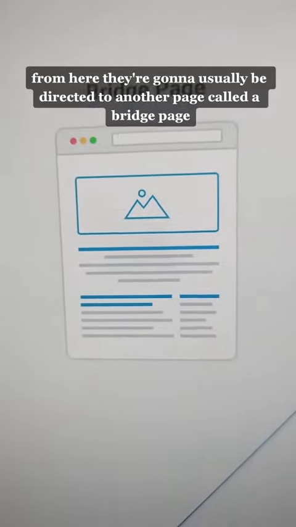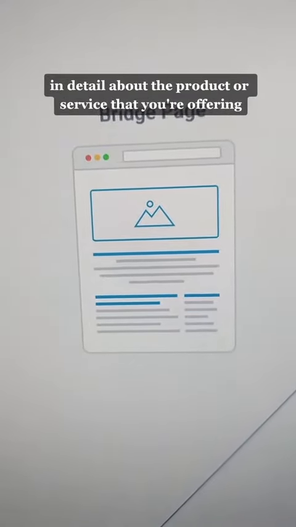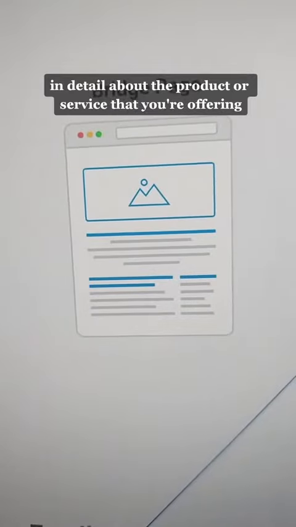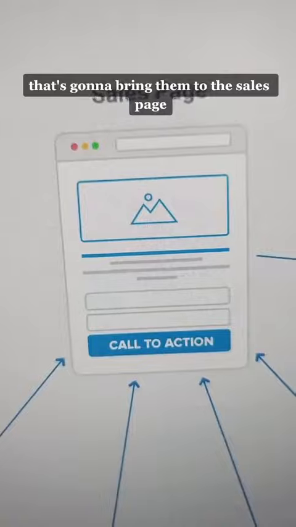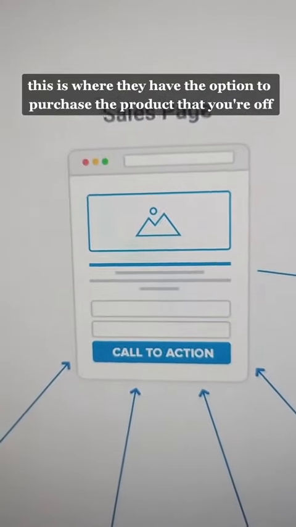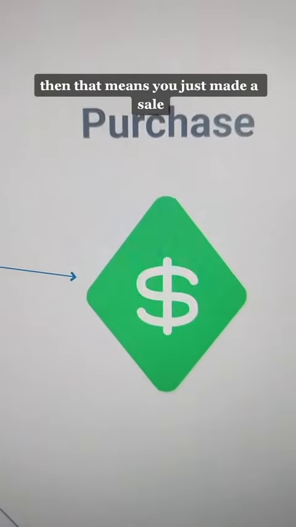From here, they're going to usually be directed to another page called a bridge page. This page typically describes a little bit more in detail about the product or service that you're offering. And when people click on the button to go to the next page, that's going to bring them to the sales page. This is where they have the option to purchase the product that you're offering. And if they do purchase this product, then that means you just made a sale.